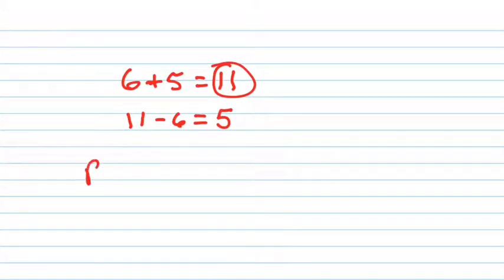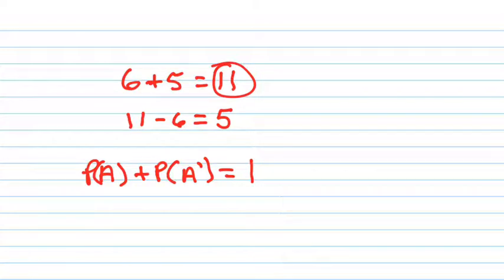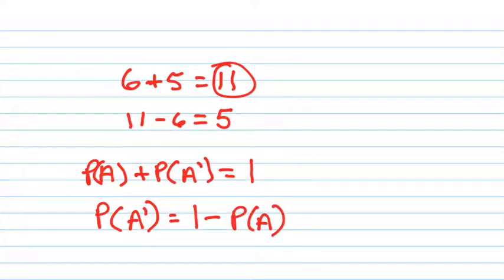So, if the probability of A plus the probability of not A equals 1, then I can find the probability of not A by simply taking 1 minus the probability of A. Okay? So if I know the probability of rolling a 6, which I do know, it's 1 out of 6, right? Then I can take 1 minus 1 over 6, which gives me 5 out of 6.